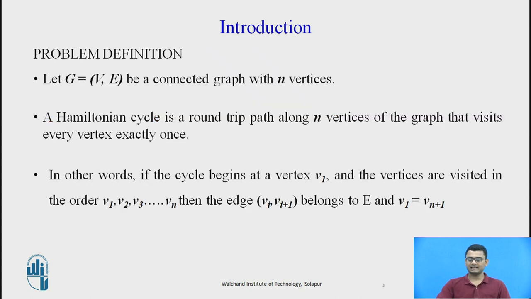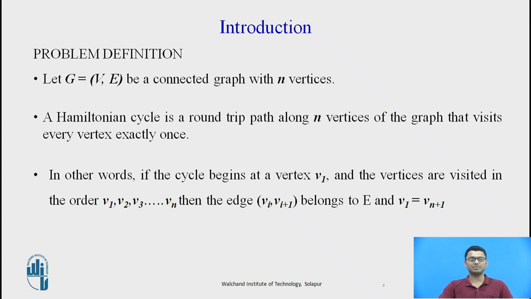So what exactly is this particular problem? You are given a graph which comprises of set V and E, where V is the set of vertices, E is the set of edges, and we have n vertices in this graph. A Hamiltonian cycle is a round trip path along all the n vertices, where we are covering all the n vertices of the graph, and we visit every vertex or every node exactly once. We cannot visit any of the vertices more than once. So this is the problem.